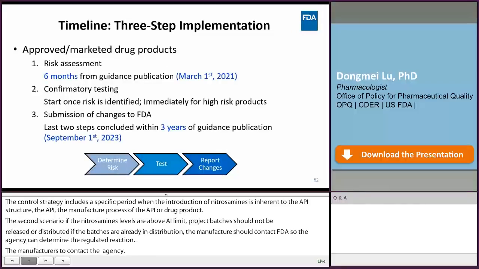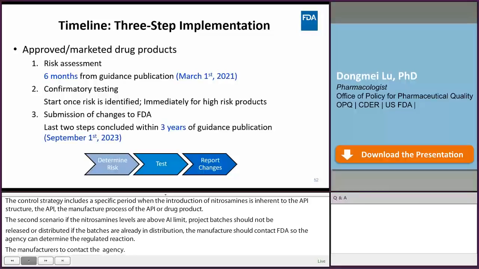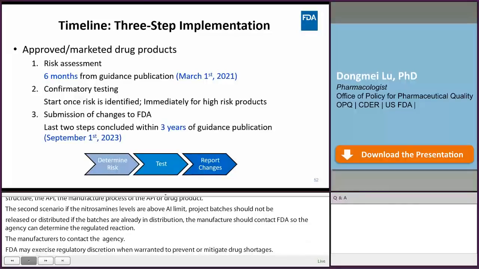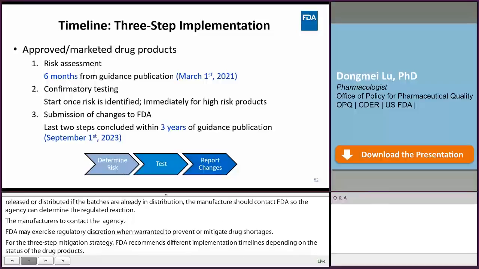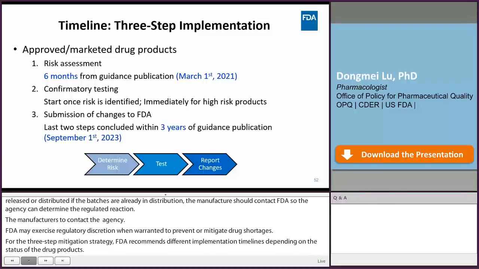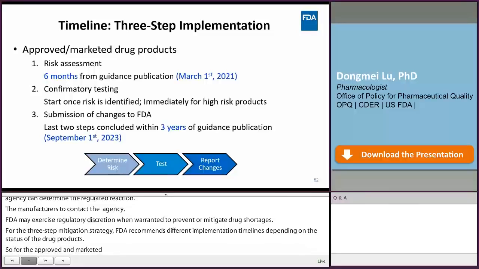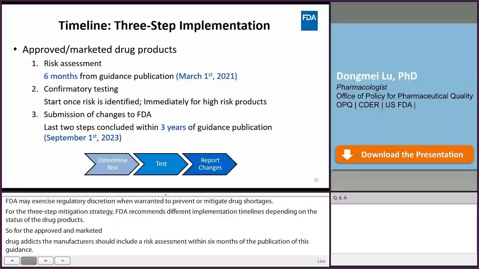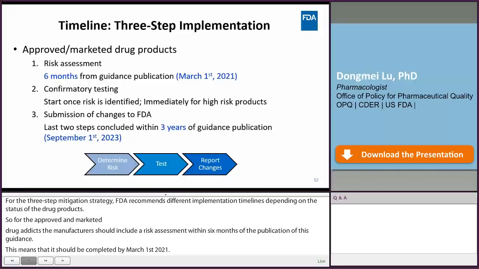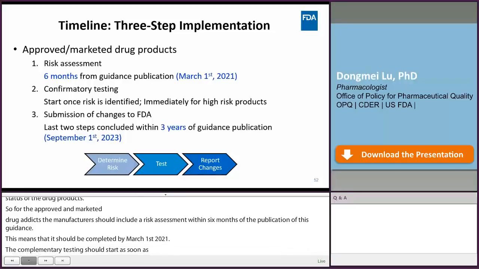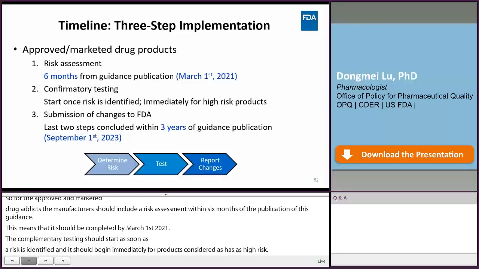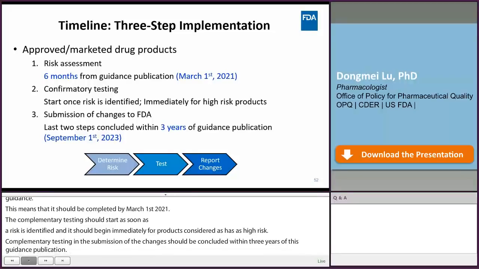For the three-step mitigation strategy, FDA recommends different implementation timelines depending on the regulatory status of the drug products. For the approved and marketed drug products, the manufacturer should conclude a risk assessment within 6 months of the publication of this guidance. That means it should be completed by March 1, 2021. The confirmatory testing should start as soon as a risk is identified and should begin immediately for products considered high risk. Confirmatory testing and the submission of the changes should be concluded within 3 years of this guidance publication. That means the last 2 steps should be completed by September 1, 2023.